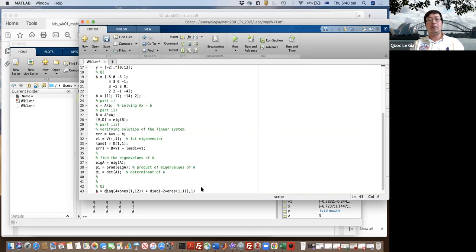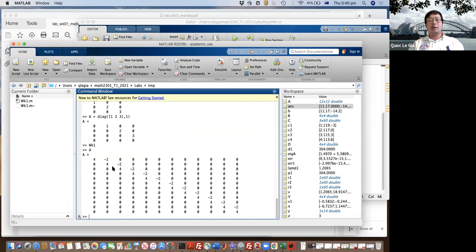And you see that if I run this, then I get a matrix A exactly like this. So 4, 4, 4, 4, 4 on the diagonal, and minus 2 on the upper diagonal. So MATLAB gives you a lot of special commands to construct matrices and vectors. You can use a for loop, but the for loop will take more time in MATLAB.